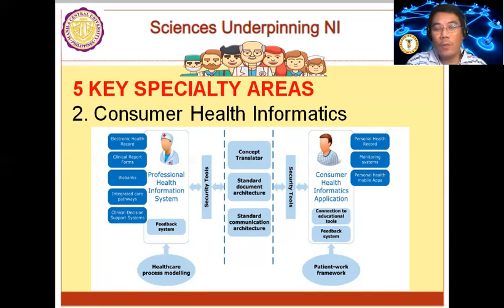While in the consumer health informatics application, this considered the access of the patients to personal health records, monitoring systems, and personal health mobile applications. So both professional health information systems and consumer health informatics applications are used for feedback systems. The professional health information system entails healthcare process modeling, because this could be organizational to individual, and the consumer health informatics is the patient work framework.